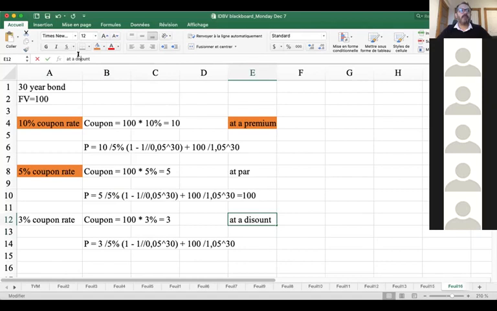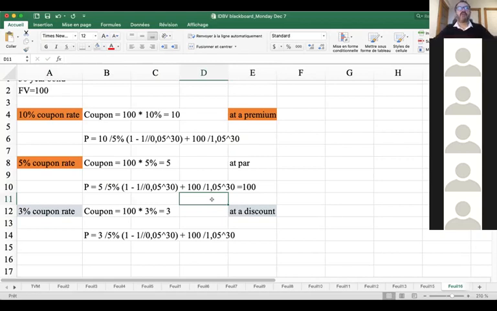Okay, so maybe to save time, Hanoi people, you try to calculate the first one, and Ho Chi Minh City people, you try to calculate the last one, okay? And we have already some answers by Kian, which are correct, so you can check, okay? But I let everyone a chance to do at least once, okay? So Hanoi people, you do with a 10% coupon rate. And so it's at a premium, so you should find a P which is higher than the face value. And on the contrary, the blue one, coupon rate 3%. For Ho Chi Minh City people, you try to calculate it. It's at a discount, so you should find a price which is lower than the face value.